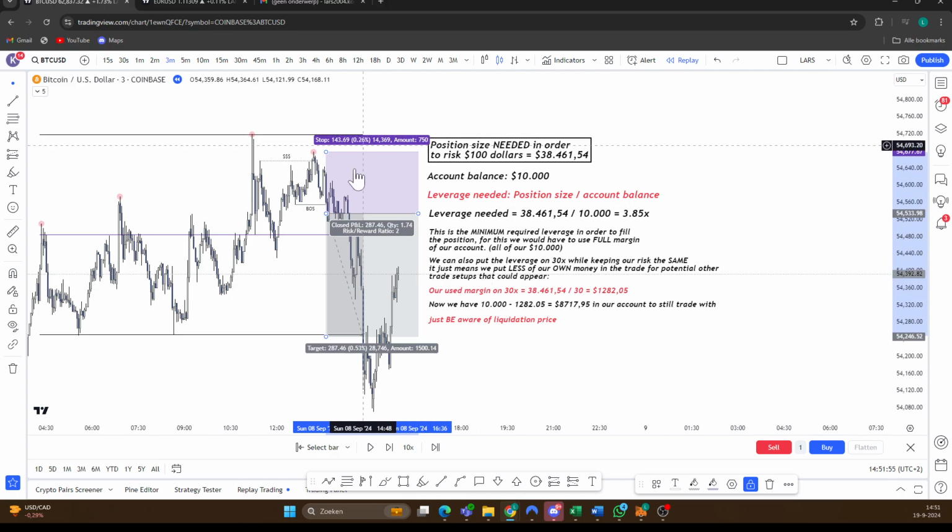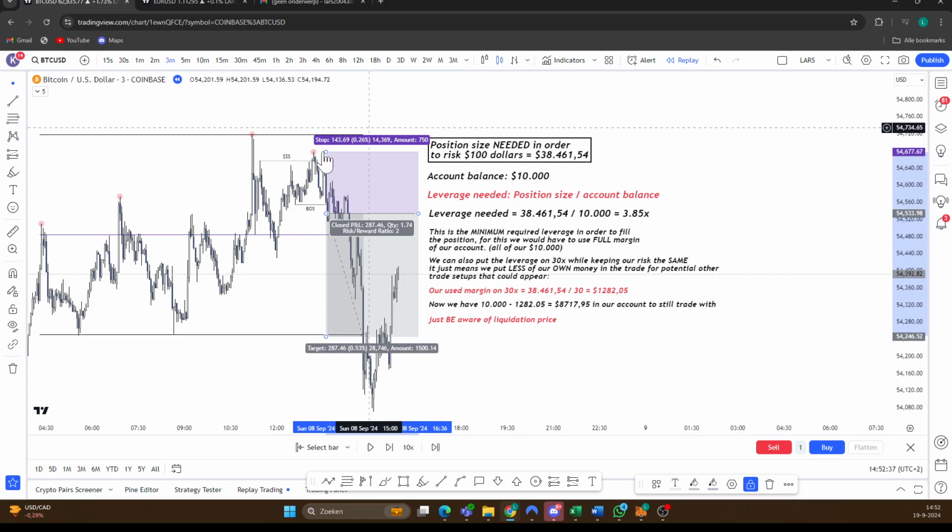So it doesn't matter if someone took this trade with 3.85 leverage or 30 leverage. The risk is the same. That's it. The leverage doesn't matter. The leverage does not matter. I could also enter this trade with 60 leverage. I'm still risking $100. It just means I'm putting up less money myself in the trade. Because now we have $8,717.95 in our account to still trade with for potential other setups.